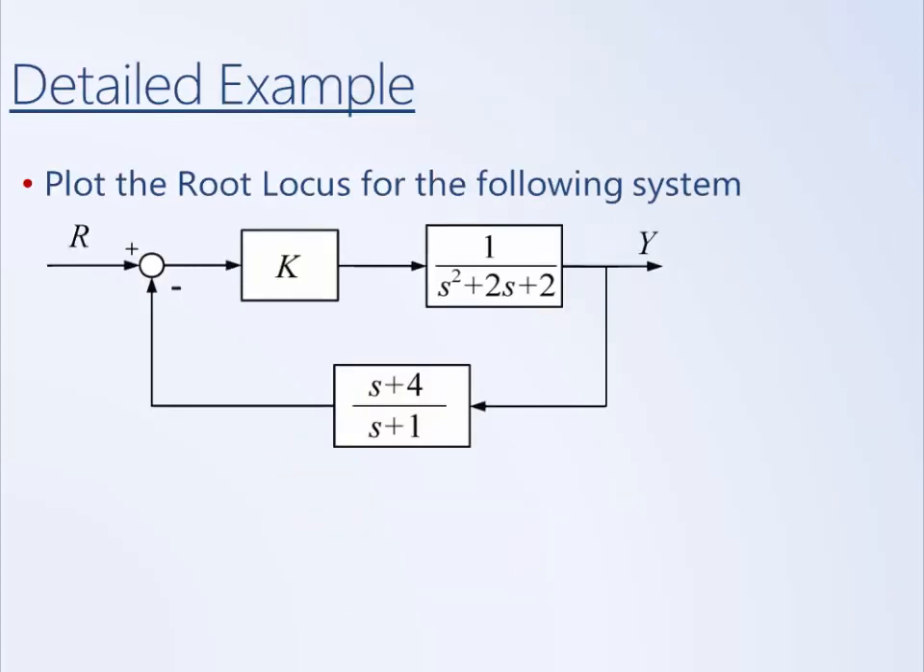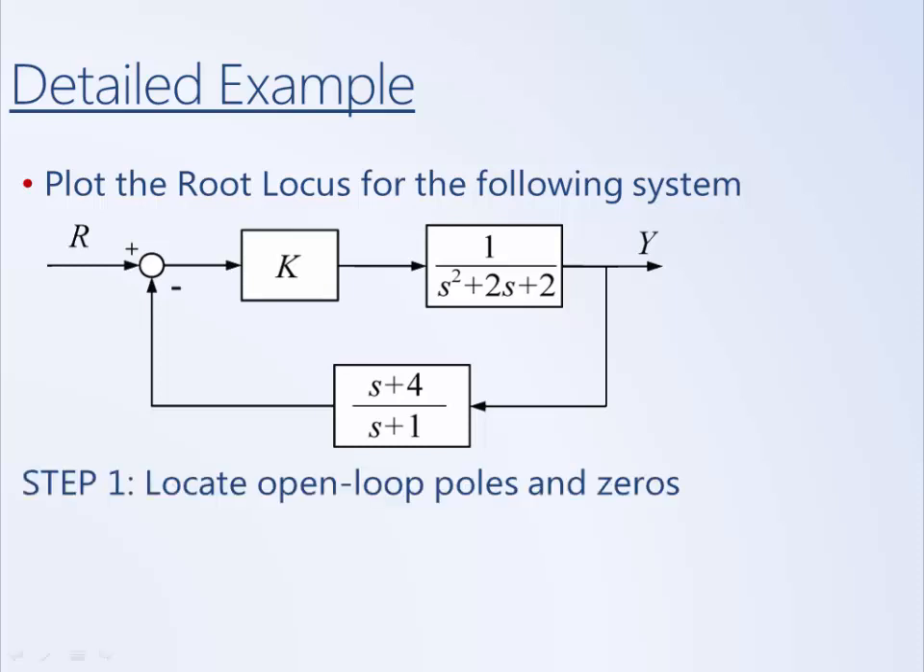At this point, we're going to go ahead and do a more detailed example where we get a little bit more specific about how to draw the different aspects of the root locus. Recall, the very first step is to locate the open loop poles and zeros. Looking at this negative feedback system, recall that the open loop transfer function is the loop transfer function, so it's everything in this loop. It's as if we took this feedback path, broke it away from the summing junction, and straightened it out.